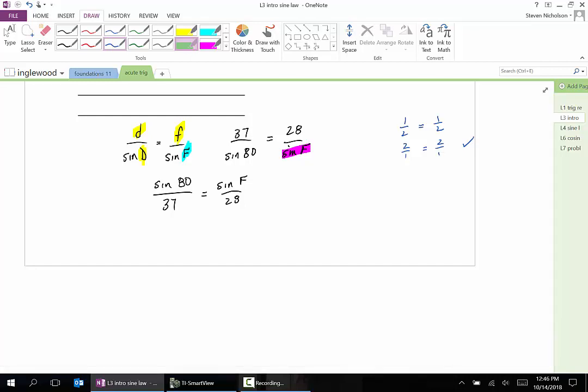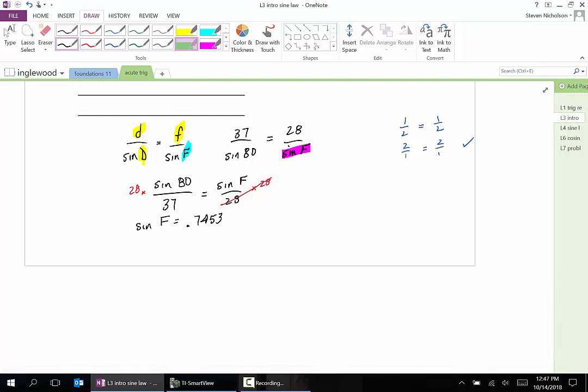Now, there's a really nice thing for doing that, because right now, I want to get sine F by itself, so I need to get rid of this number on the bottom, and if I clear the denominator, I can do that, and when I go ahead and I do that, I'll get sine F is equal to 28 times the sine of 80 divided by 37, and when you plug that all into your calculator it spits out 0.7453. So 28 times the sine of 80 divided by 37 is 0.7453.